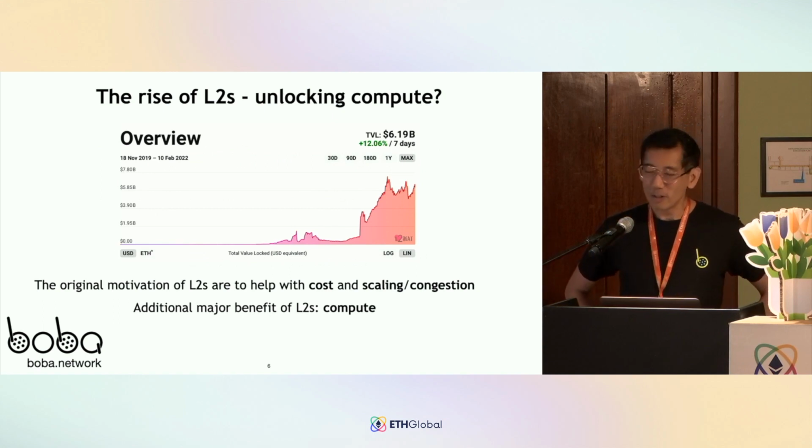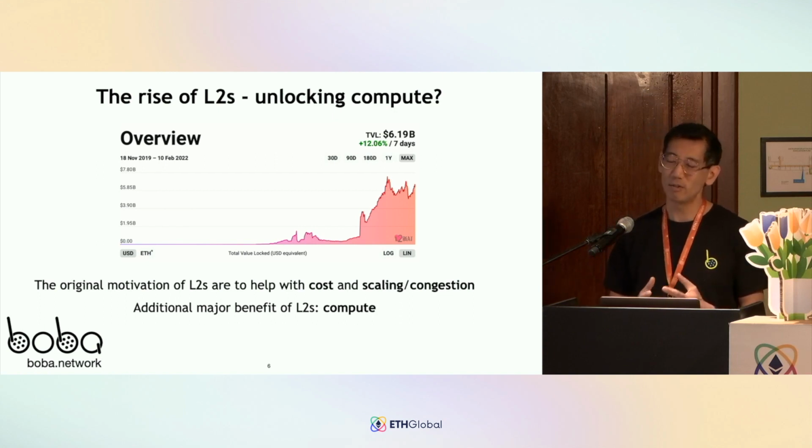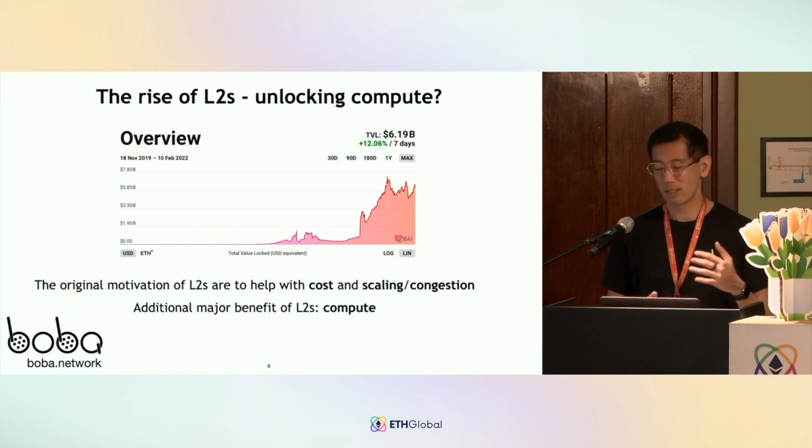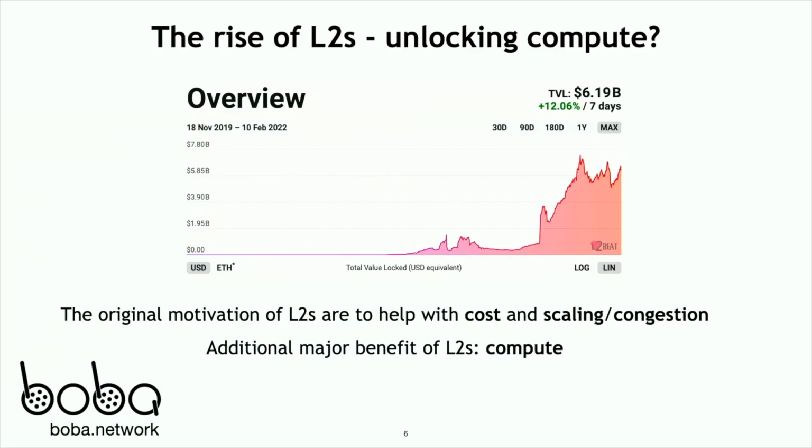But then layer 2s came along, and the original motivation for creating layer 2s was to address the most obvious challenges of Ethereum, which are speed, throughput and cost. There's actually an additional major benefit, and that's enabling more complex computations. That might seem a little bit counterintuitive. People don't think of layer 2s as delivering that kind of benefit. Most people think of layer 2s as faster, cheaper, that's awesome, let's just move our transactions to layer 2s.